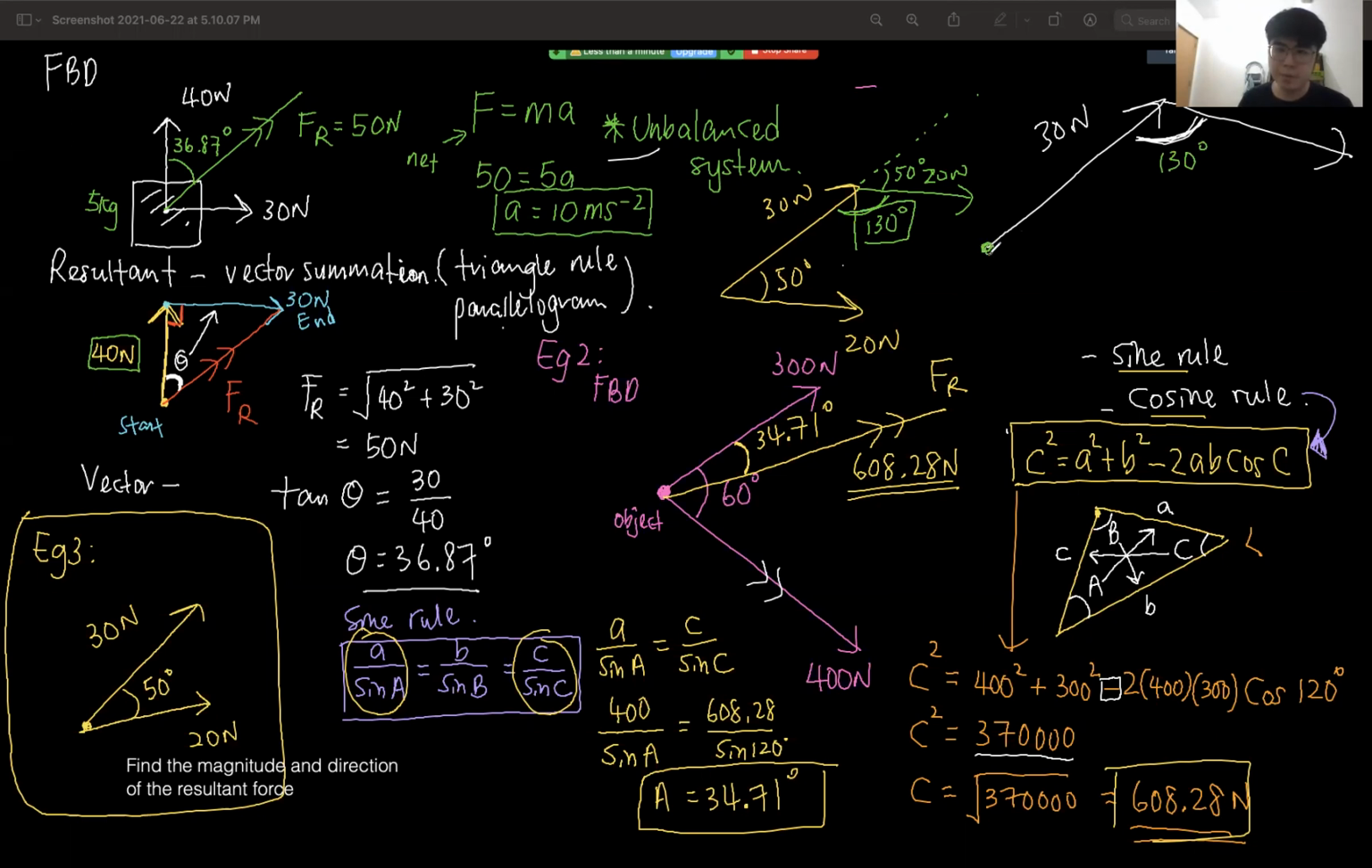Okay, so my resultant would be starting, draw one line and point. This is FR. Now, okay, this is my diagram. Now you find the magnitude and the angle.